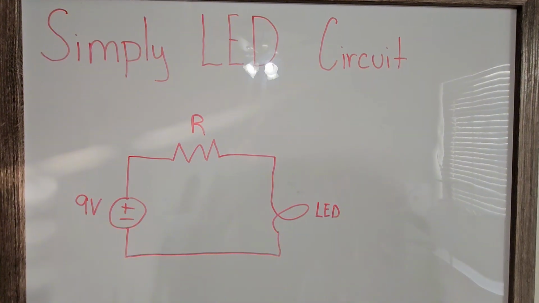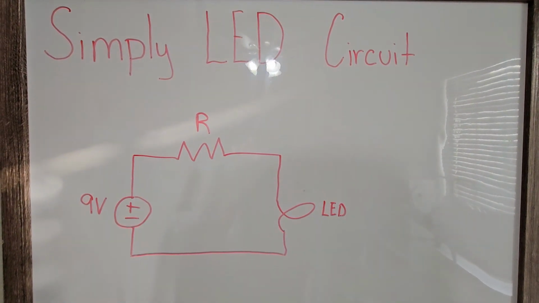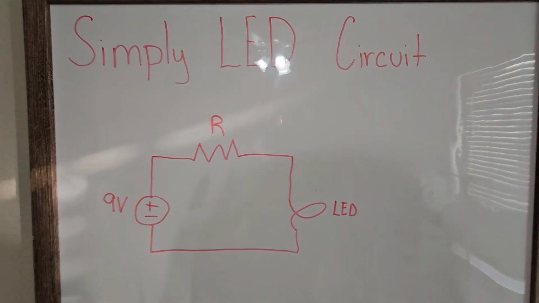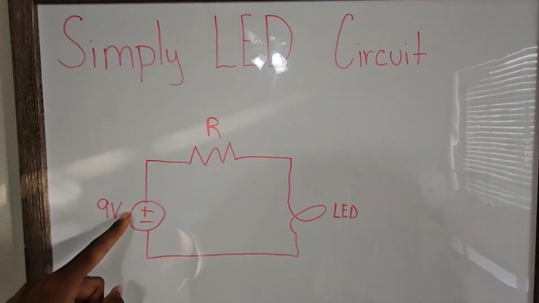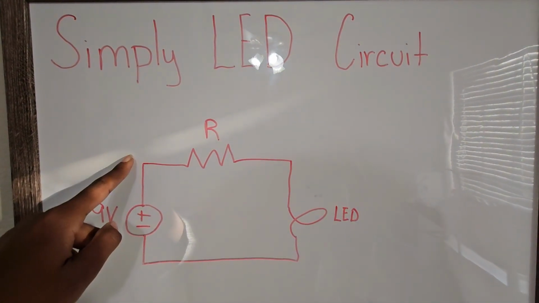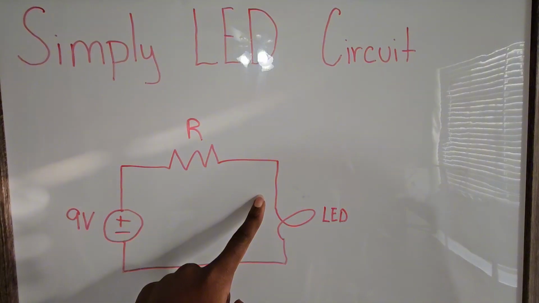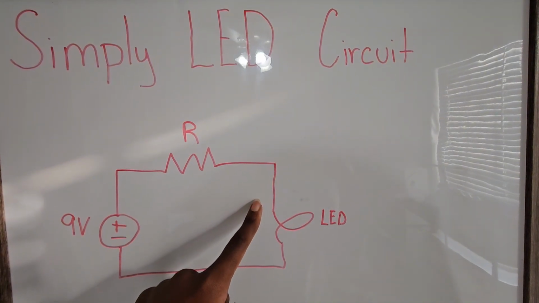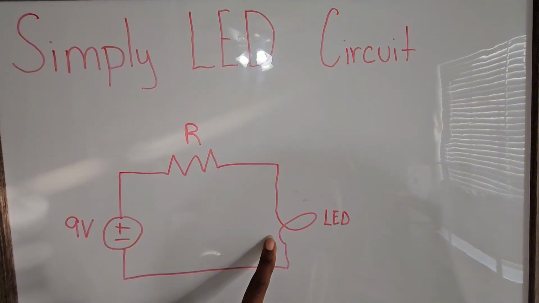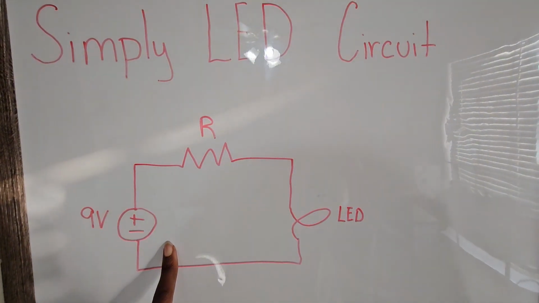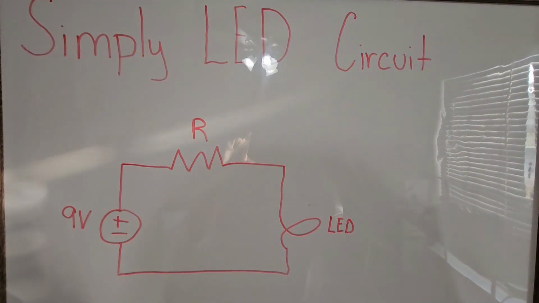So how does this translate to an actual circuit? In a physical circuit, electricity will flow from positive to negative. In this case, it will come out the positive side of our 9-volt battery, flow into our resistor, then flow into the positive side of our LED, then come out the negative side of our LED, and then back to the negative side of our 9-volt, creating our needed closed loop.